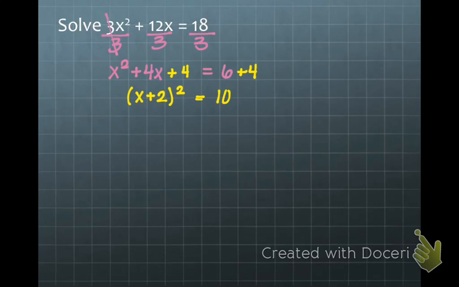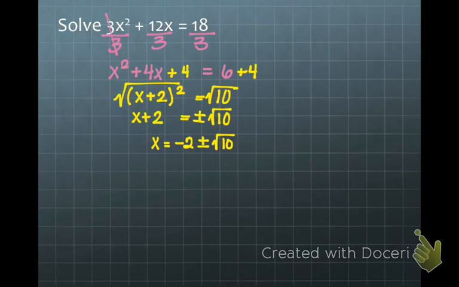and that's going to equal 10. The square root of both sides leaves me with x plus 2, and that equals plus or minus the square root of 10. The square root of 10 does not simplify, so we'll leave it just like that. And the last step would be to subtract 2 from both sides. That's why it's negative now. And I get x equals negative 2 plus or minus the square root of 10.